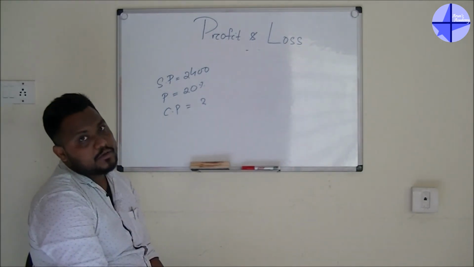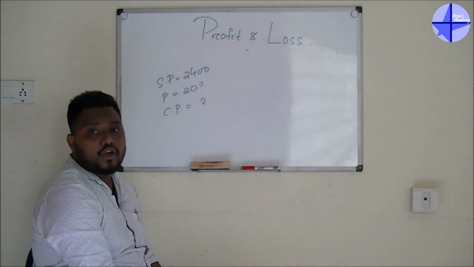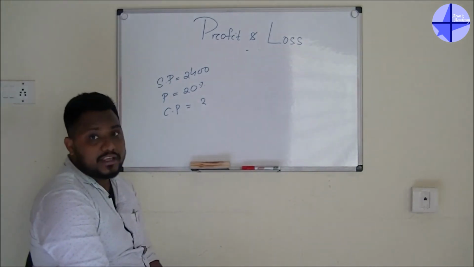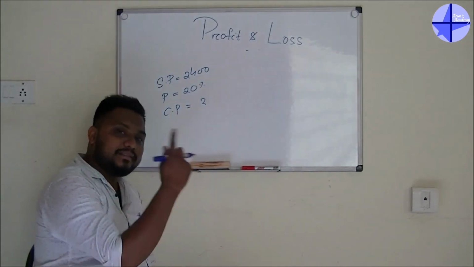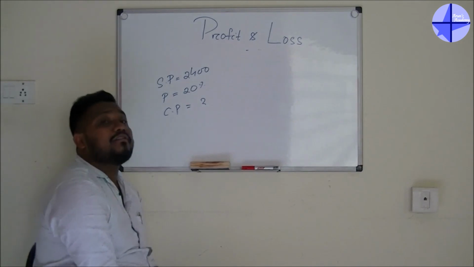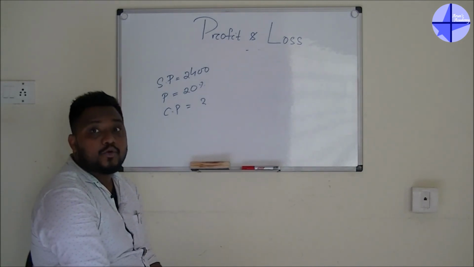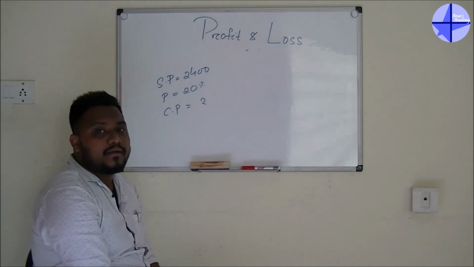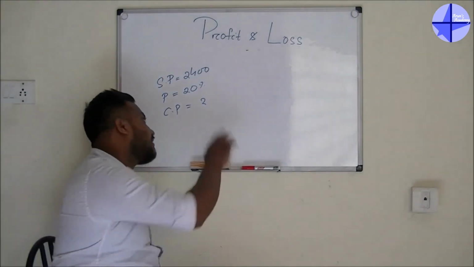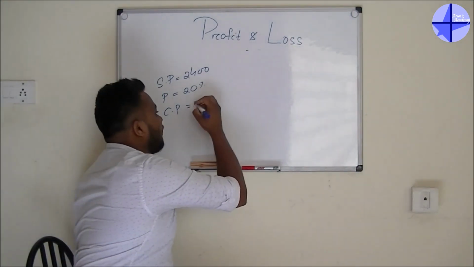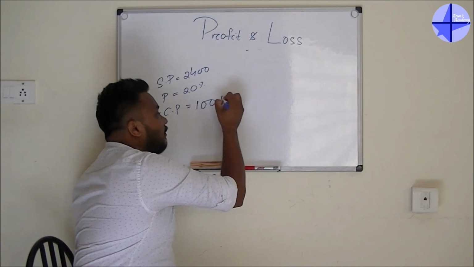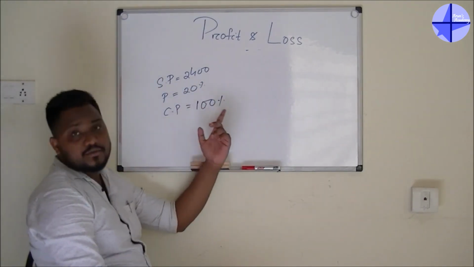it may be loss, you have to calculate in terms of cost price, but the cost price is not given, that is the problem. And that time only I told you, whenever the cost price is not given, you have to assume the cost price as 100%. So I can write here 100. Now, the cost price is 100%.